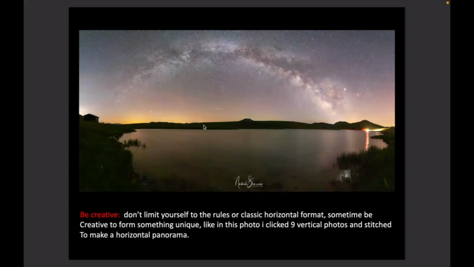Okay, now don't limit yourself to the rules, the classic horizontal format. Sometimes be creative. Like in this photo I clicked a panorama of the Milky Way. I clicked nine vertical shots and then I stitched them in Photoshop to make it a horizontal panorama. So depending on your sense of photography and your creativity level, how you want to shoot and what you want to shoot, don't limit yourself to the basic or classic rules. You can create more interesting frames by going beyond the rules as well.